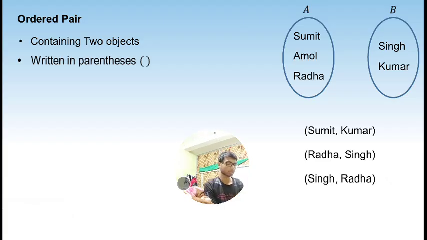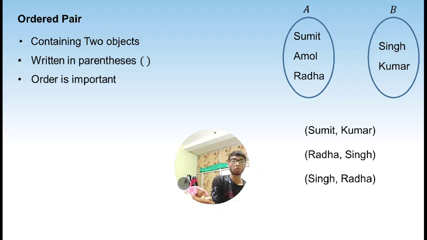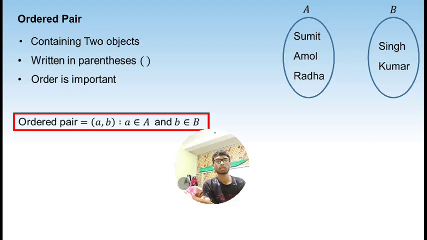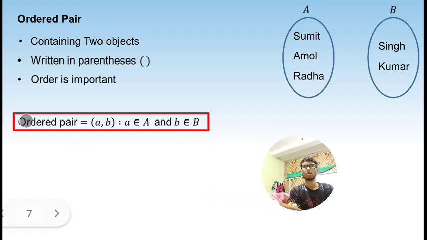Till now we have understood the meaning of ordered pair. Now next we have: order is important. Ordered pair is equal to (a, b), where a and b are elements, a belongs to set A, and b belongs to set B. This is the meaning of this set builder form.